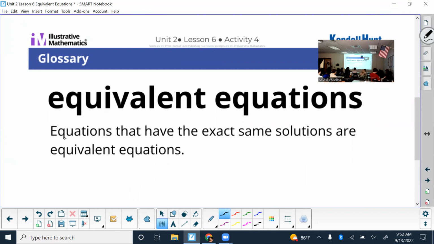Equations that have the exact same solution are equivalent to each other. So if I made it an equation and I still had the same exact solutions for both, then they'd be equivalent equations. Just so you know, you don't necessarily have to write that down. But equivalent equations have the exact same solutions. So you could shorten it like that. Equivalent equations have the exact same solutions.